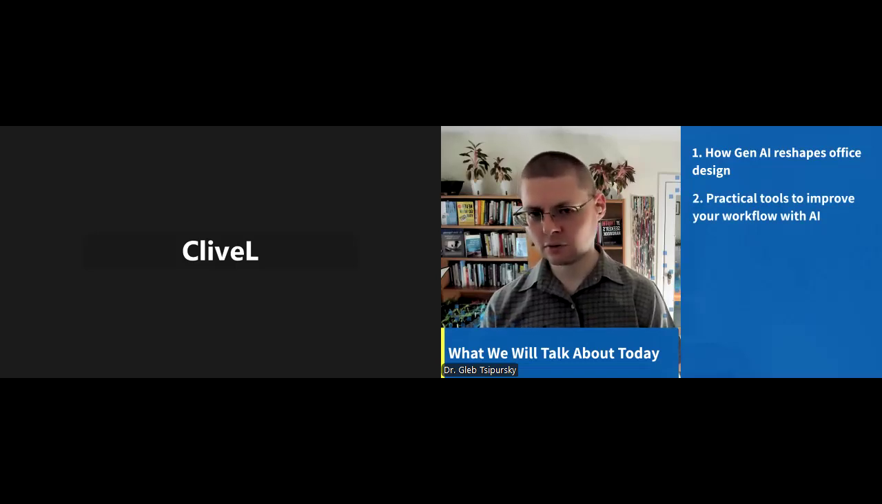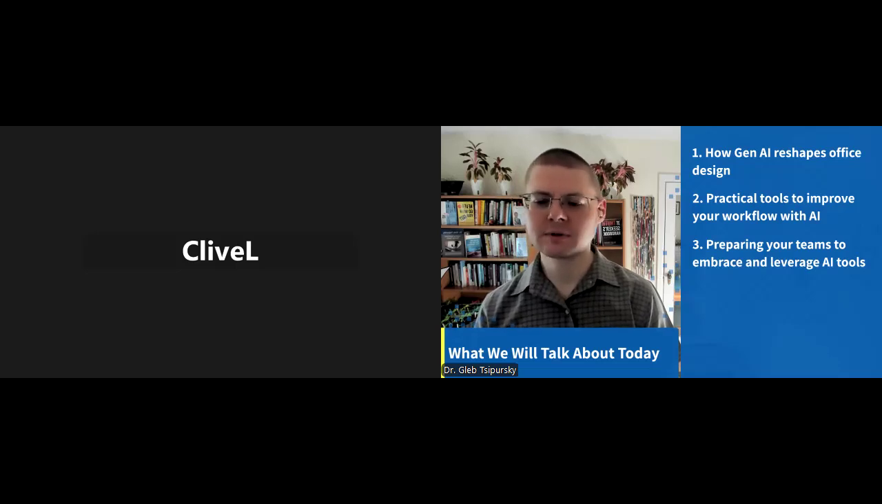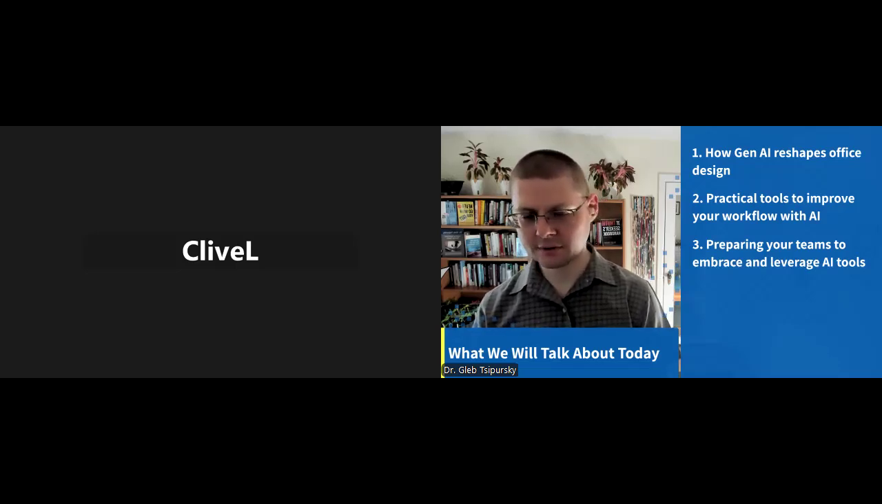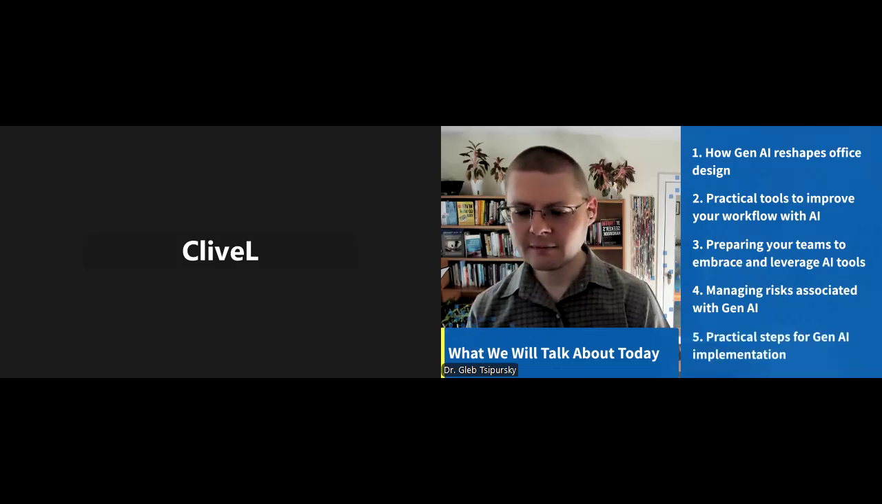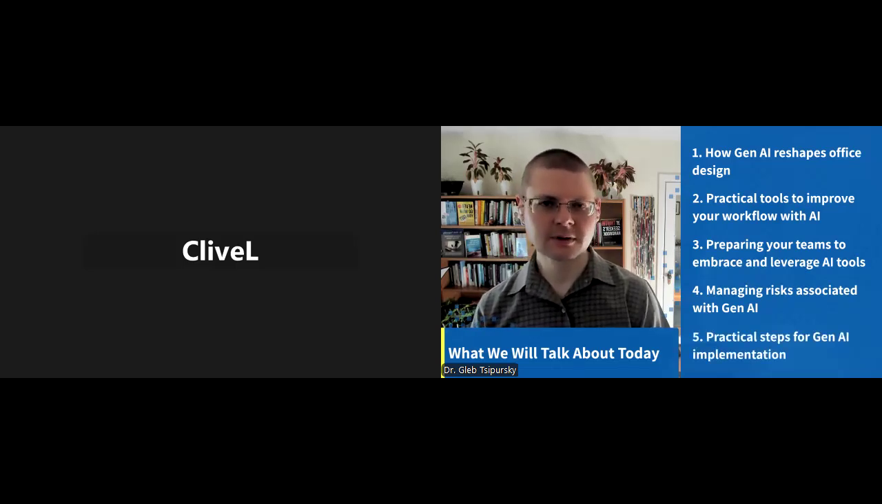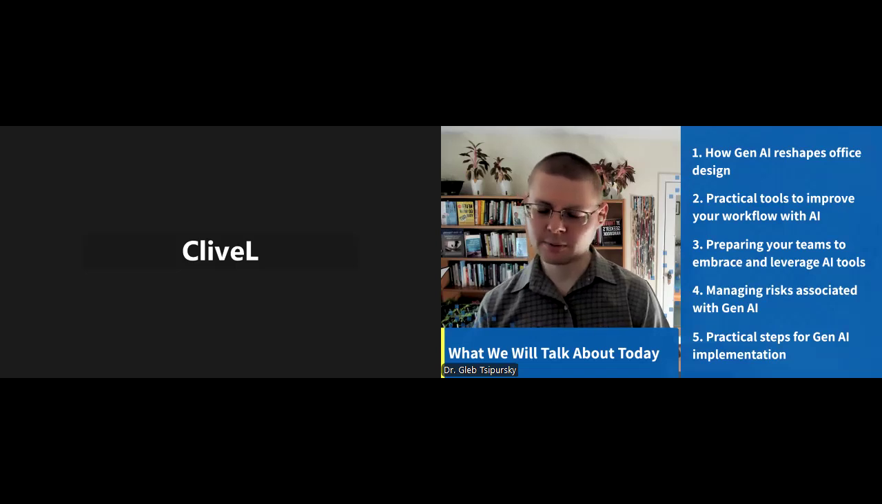Now, I'm just going through quickly what we'll talk about. We'll talk about how generative AI can reshape office design effectively, then tools that you can use to improve your workflow using generative AI and some machine learning AI. So both of those. How do you prepare your teams to embrace generative AI tools? Again, all tools focusing on generative AI especially. Managing risks. So you want to make sure that your team is ready, but you also want to address risks associated with generative AI. And then finally, what are the practical steps for you for generative AI implementation? So that's going to be the shape of the presentation. That's what we'll talk about today.